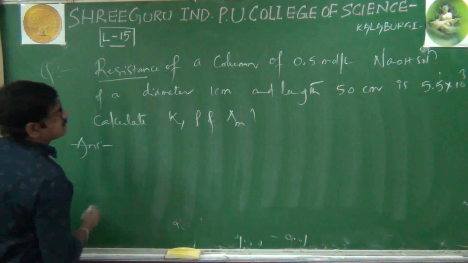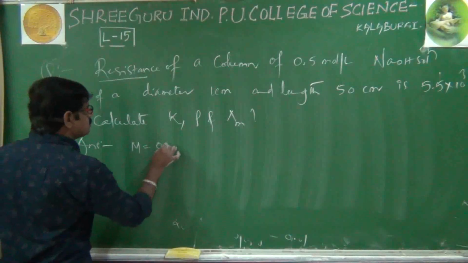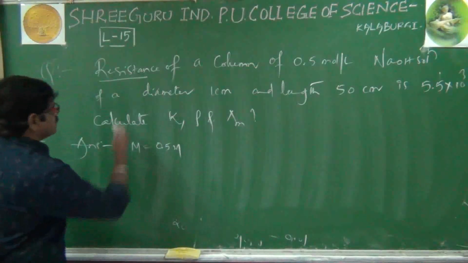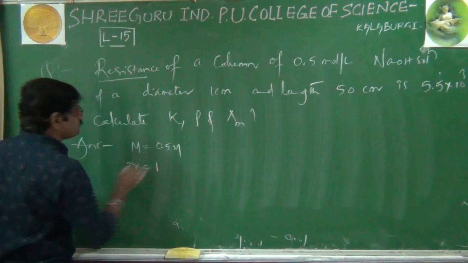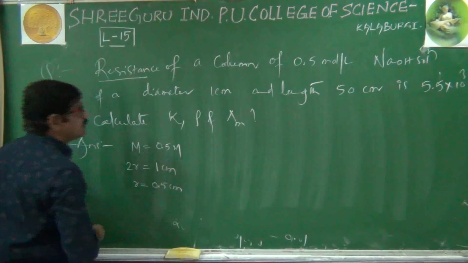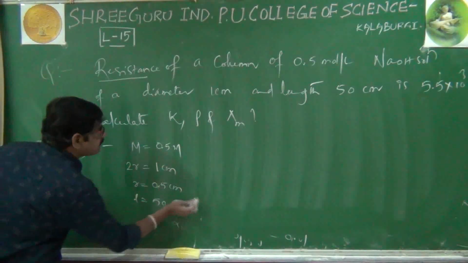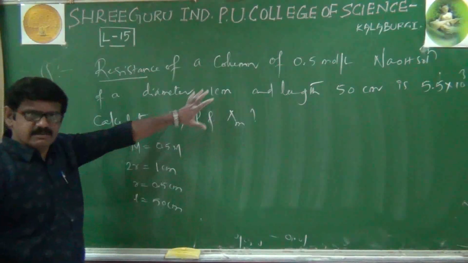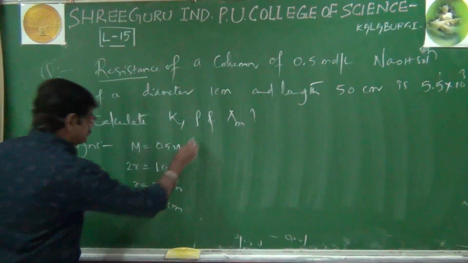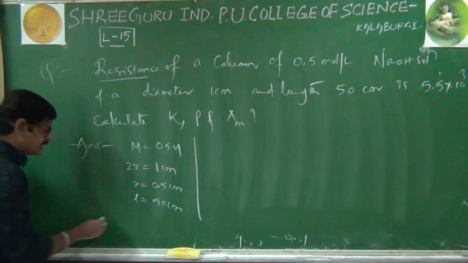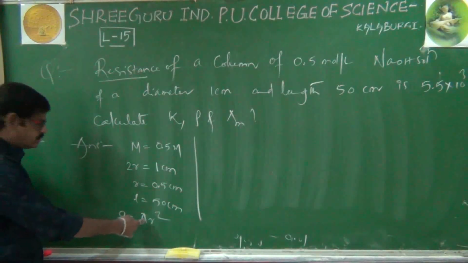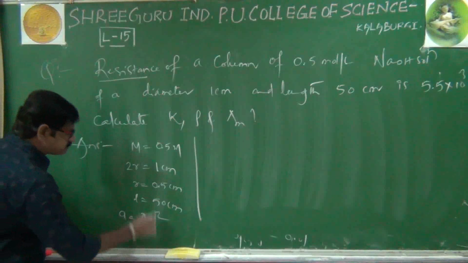Okay? We will write the data. Molarity 0.5 capital M, or mole per liter also we can write. And diameter 2R is equals to 1, R equal to 0.5 centimeter. As well as the length is 50 centimeter. See the question, all the units are given in CGS system only. Therefore, L is there, R is there. We'll find the area equal to pi r square. Pi value 3.14, R value if you substitute here you will get the area value.